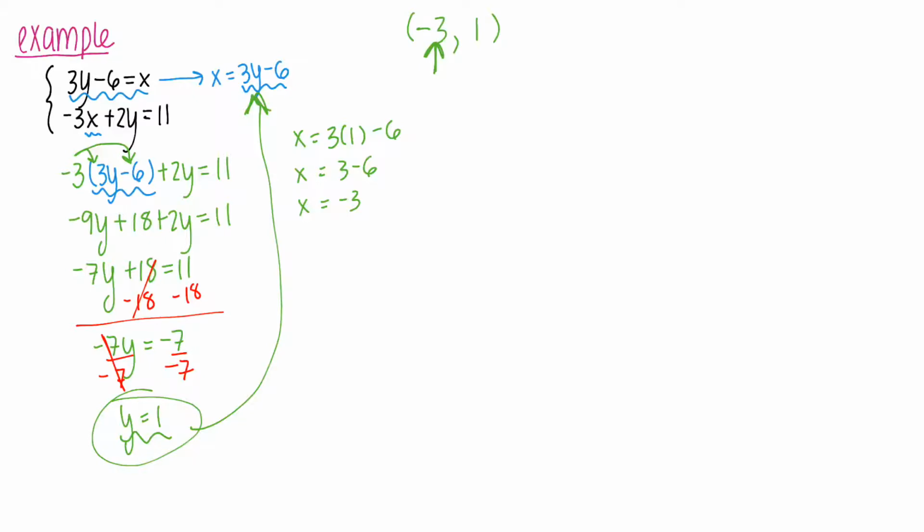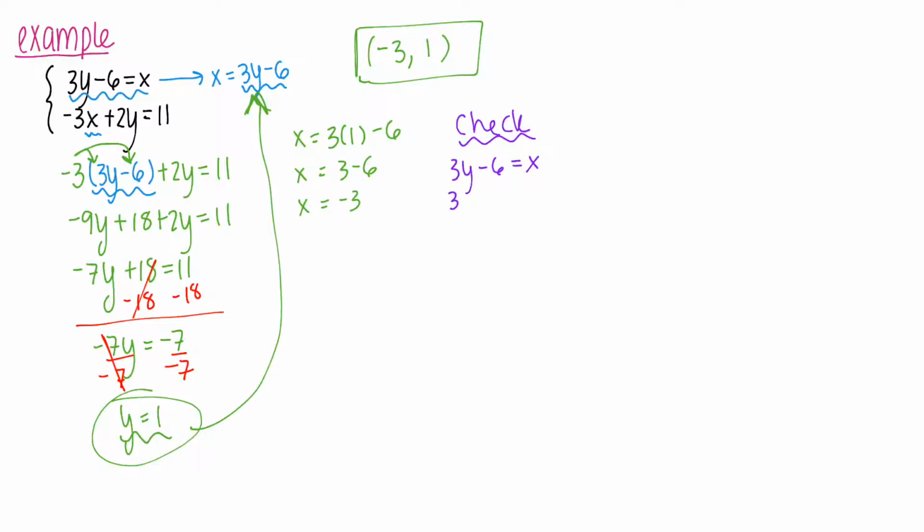So let me write that a little nicer. Our answer is -3, 1. We're good students, so we're going to check it. Looking at the first equation, 3y minus 6 equals x. Right? X, y, remember. So y is 1, so 3 times 1 minus 6 is equal to x, which is -3. 3 minus 6 equals -3. Yep, that looks good.